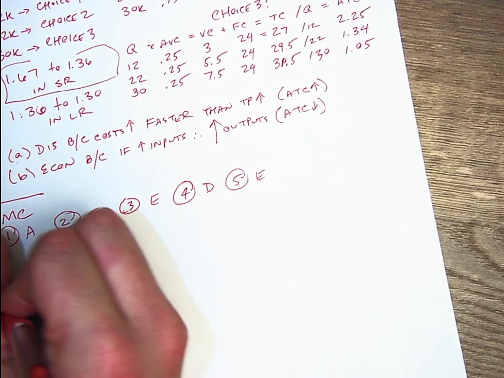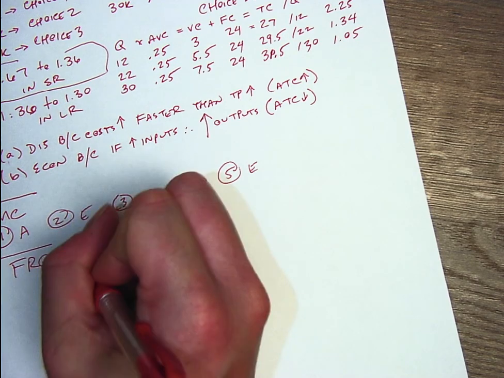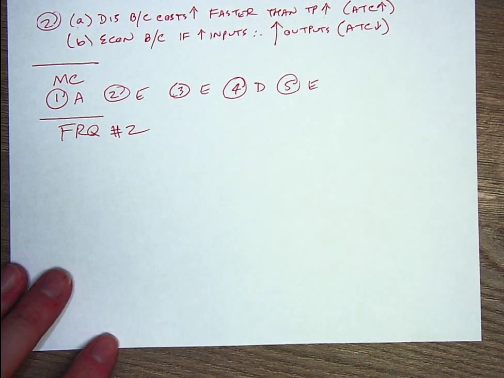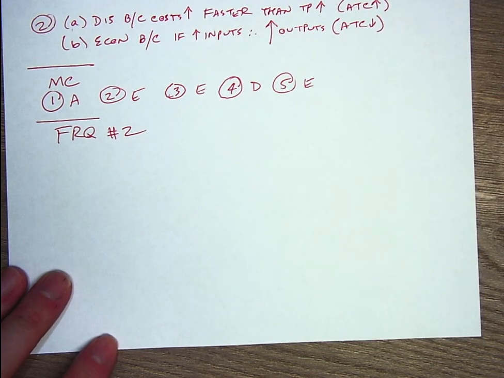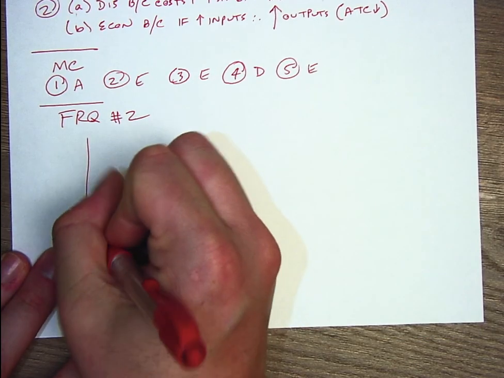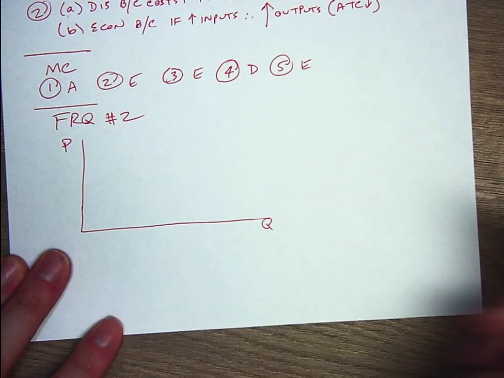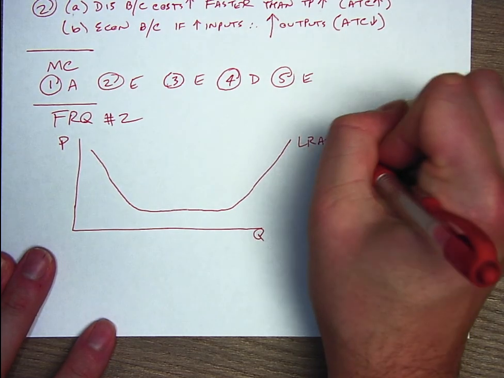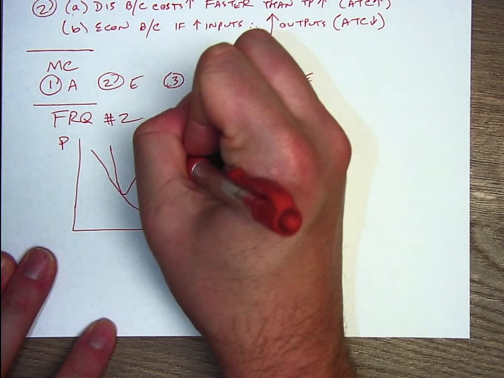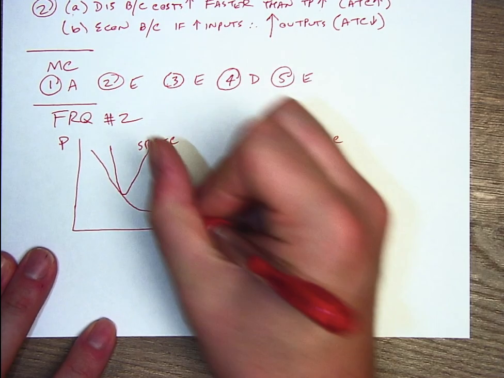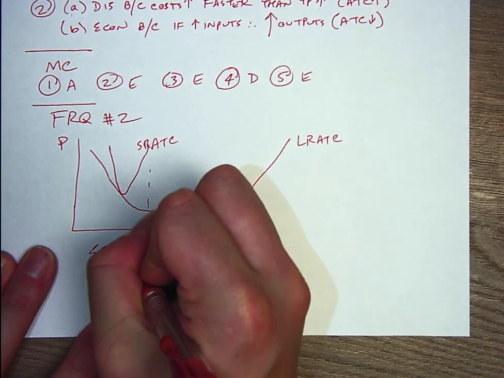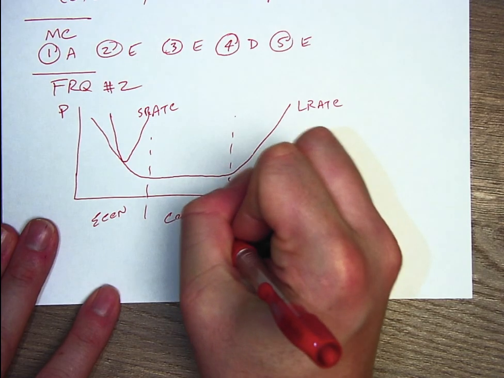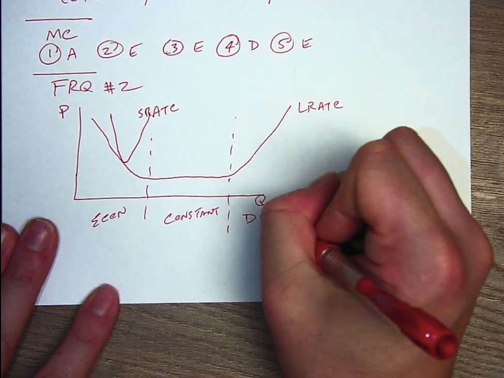And then, last but not least, FRQ number 2. Draw a correctly labeled graph showing a short-run ATC and the corresponding long-run ATC. On your graph, identify economies and diseconomies. Okay, so that one's not too bad. These FRQs are actually kind of easy compared to the check your understandings. Going back up to that, I'm going to say this is an LRATC. And we're going to say that is an ATC or just a short-run ATC. And this is the economies of scale range. And this is the constant returns to scale range. And this is the diseconomies of scale range.